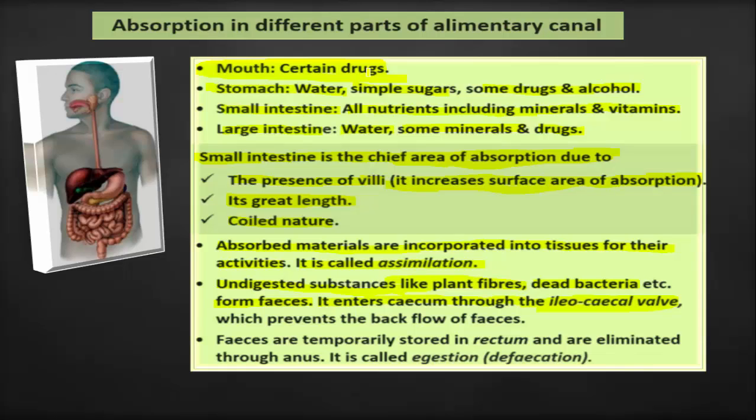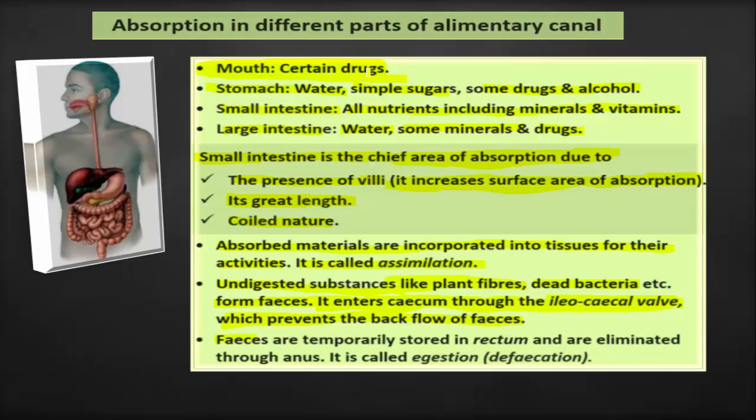In between the cecum and ileum there is a valve called the ileocecal valve, and through this valve only the feces, the undigested food, enters the cecum, and it prevents the back flow of feces. It means the ileocecal valve prevents the re-entry of undigested food into the small intestine. Once the undigested food called feces is transferred into the cecum, its reverse movement or back flow is not possible, and that is prevented by the ileocecal valve.